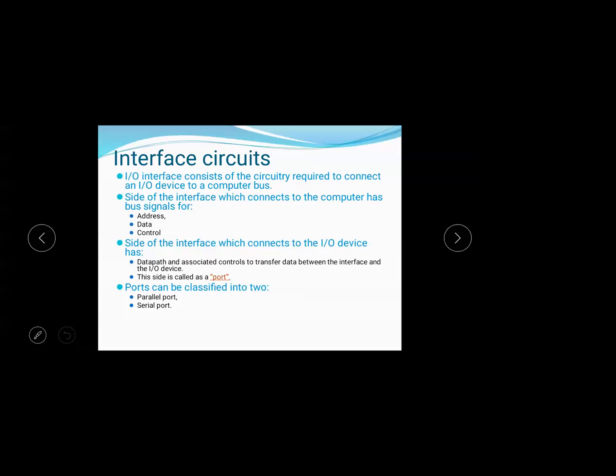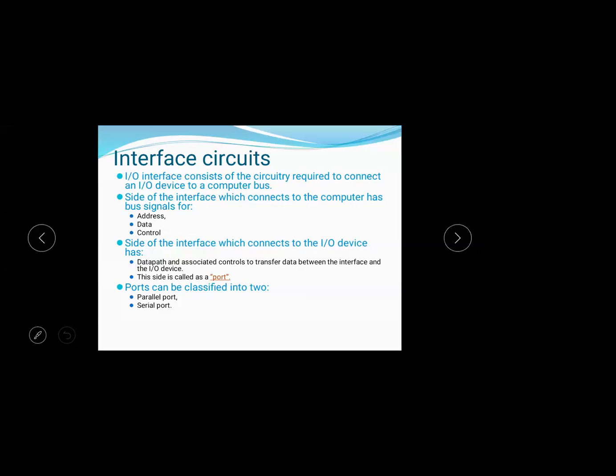The side of the interface which connects to the computer has bus signals. The system bus consists of three lines: address line, data line, control line. One side of the interface, that is the processor side, consists of the bus lines: address, data, control line. And the side of the interface which connects to the I/O device, the device side, consists of a data path and associated controls to transfer data between the interface and the I/O device.